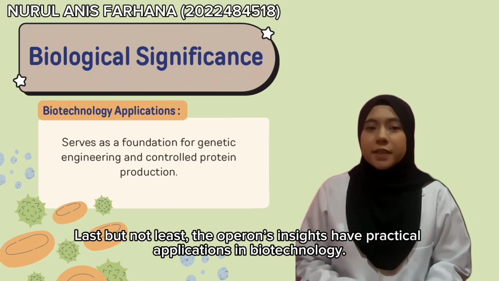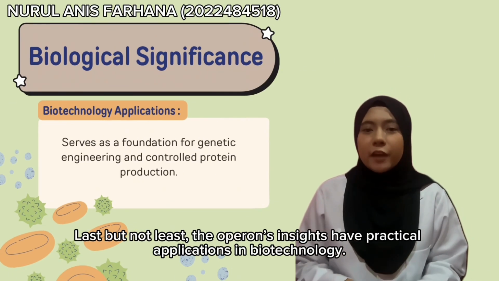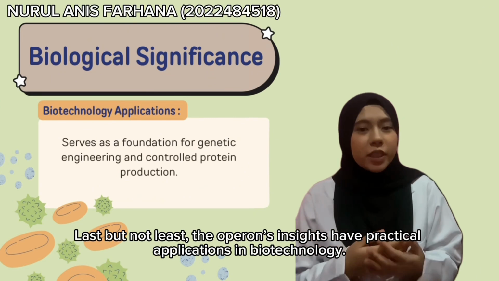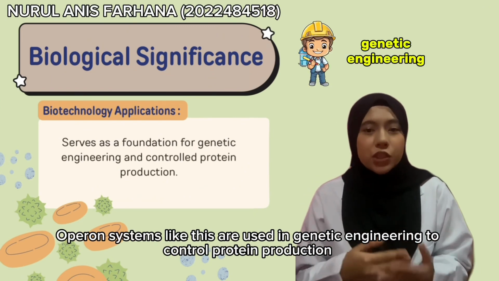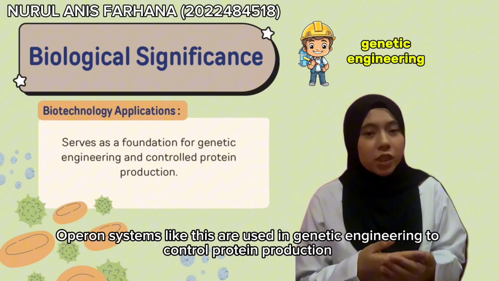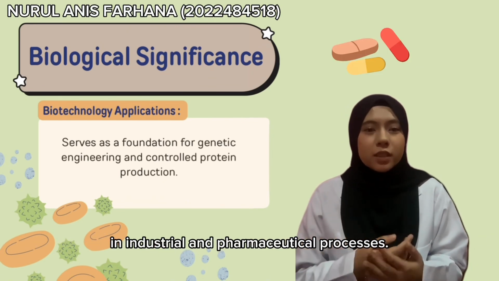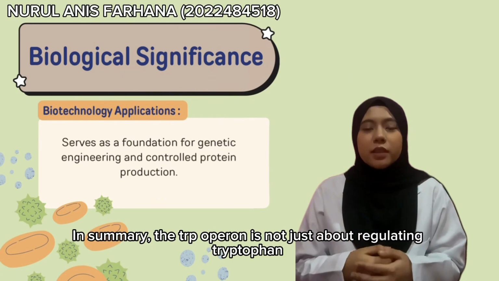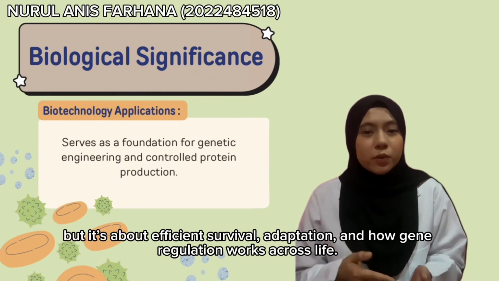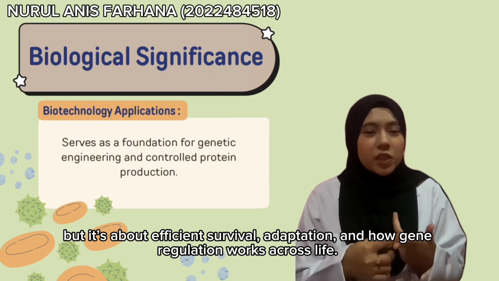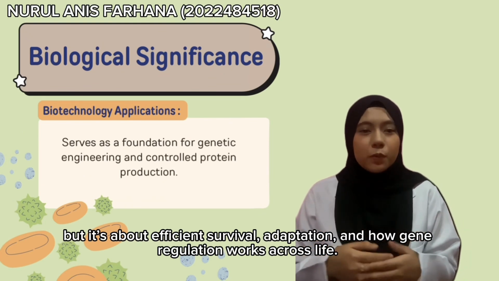Last but not least, the operon also has practical applications in biotechnology. Operon systems like this are used in genetic engineering to control protein production in industrial and pharmaceutical processes. In summary, the TRP operon is not just about regulating tryptophan, but it's also about efficient survival, adaptation, and how gene regulation works across life.